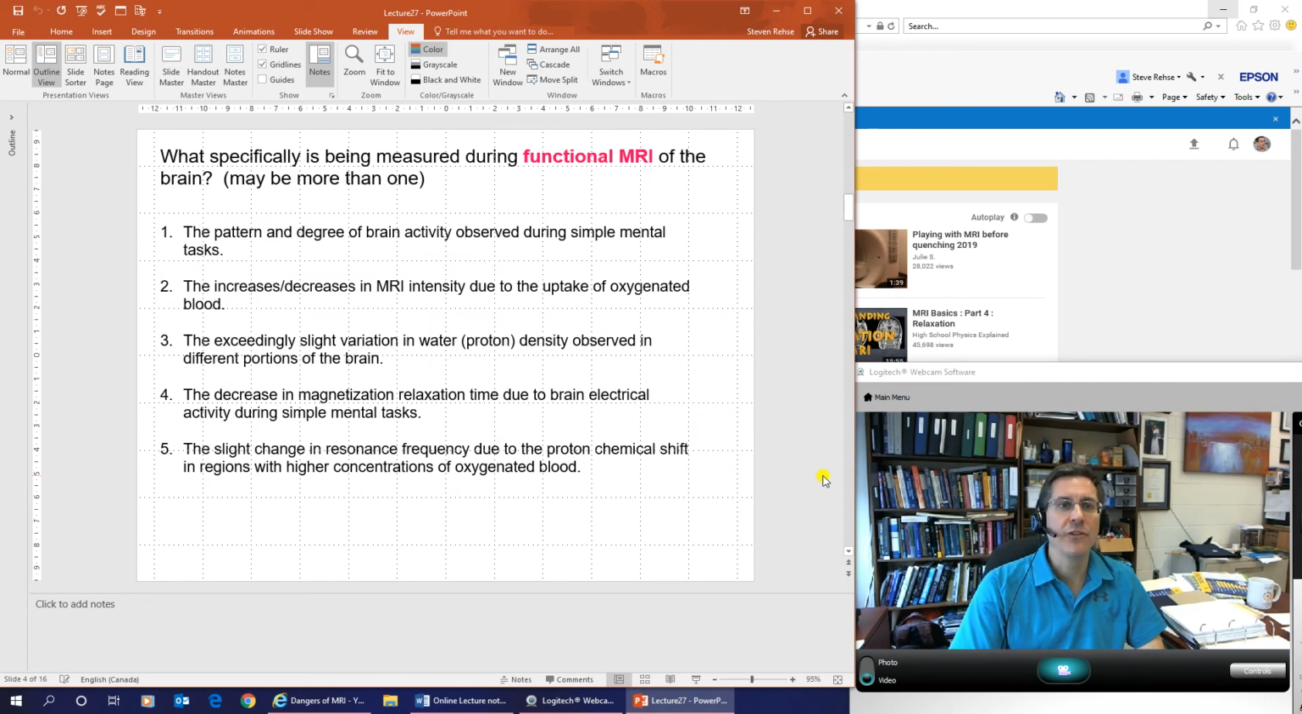Take a look at the next question. Functional MRI is called fMRI. That's the title of the lecture, so I hope you know that by now. What specifically is being measured when you do fMRI of the brain? There may be more than one correct answer here. So go ahead and take a look at that. As always, pause it now and write down your answers, and then when you think you're ready to hear the answers, unpause it and we'll resume. I'll wait, pause now.